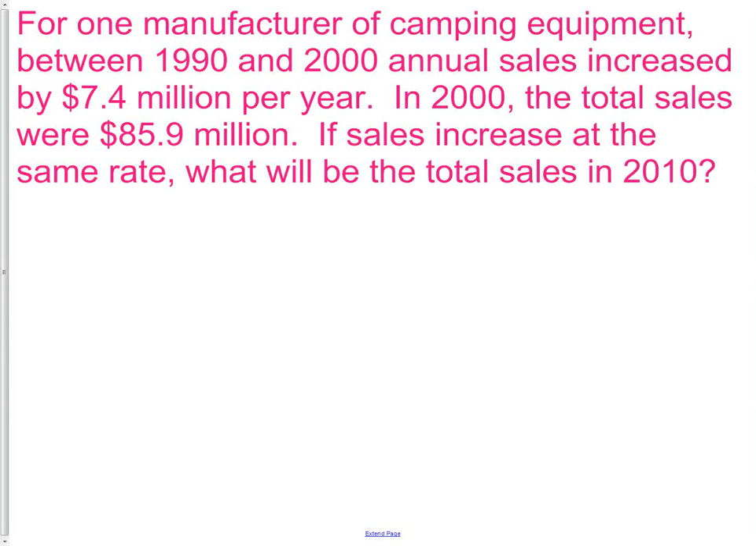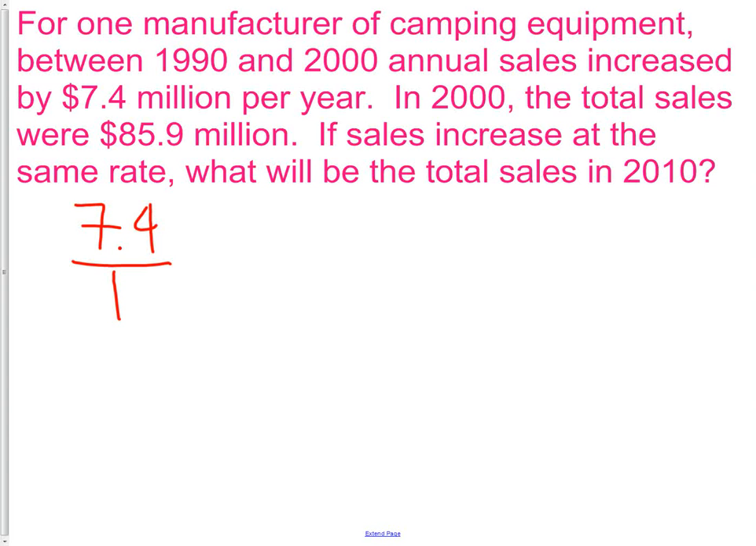So we have an increase of 7.4 million per 1 year. We now have a rate. Now we need to figure out how much it is going to grow by the year 2010.